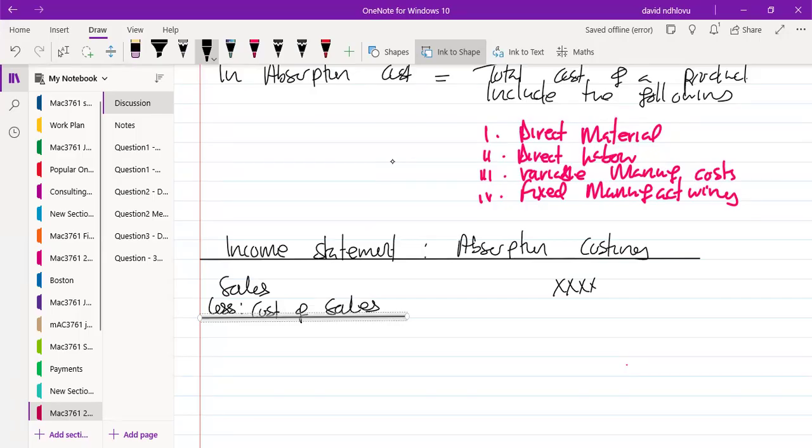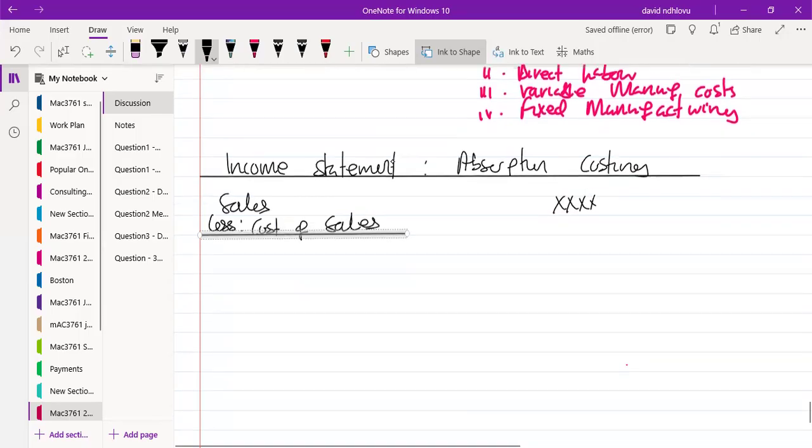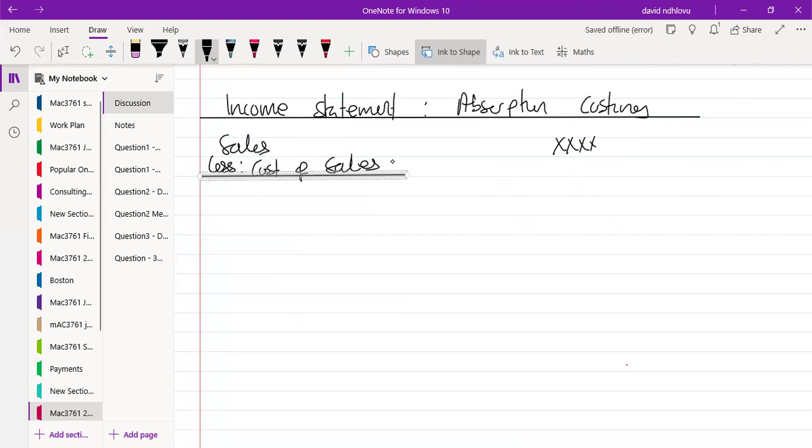When determining the cost of sales, what is the formula, good people? Where do we normally start? When calculating cost of sales, where do you normally start? Usually it's opening inventory.